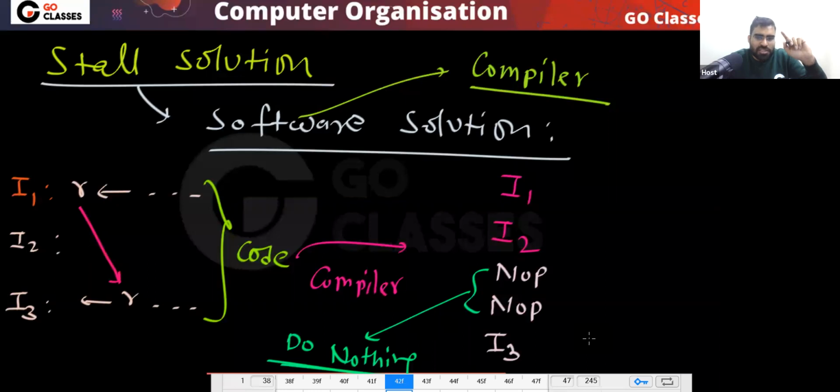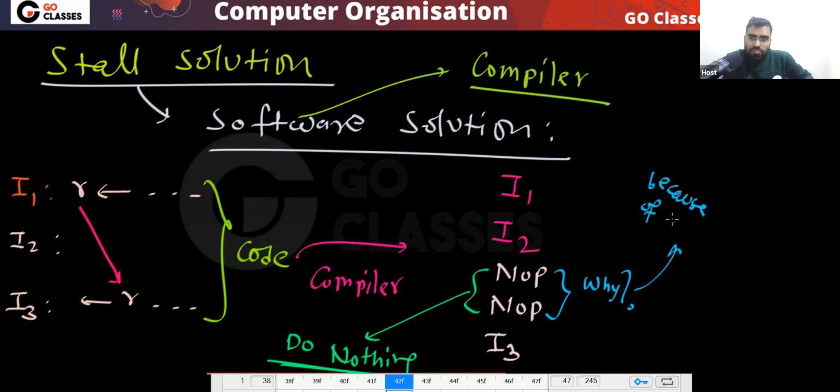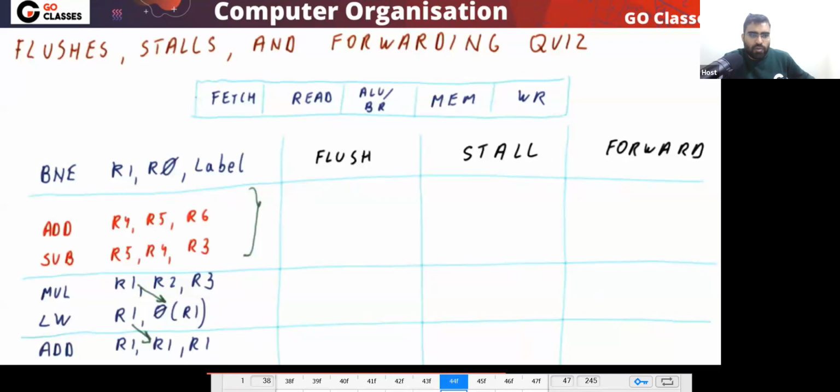Don't worry, I will take questions. There are questions in the GO Classes test series also. Some standard questions I have already put in the test series from standard resources. But this is extremely simple: we are putting 2 NOP instructions because we were getting 2 stalls. This is your NOP solution. You are putting the stall responsibility on the compiler. That's it. Can we move on now?